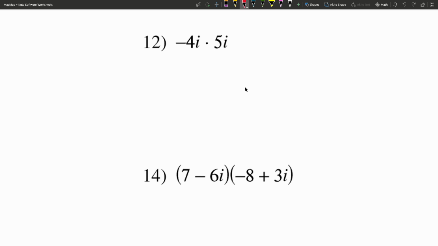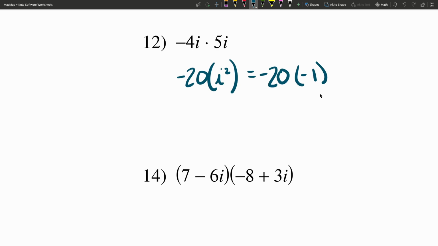For number 12, negative 4i times 5i, negative 4 times 5 is negative 20, and i times i is i squared. And what is i squared? That's a negative 1. So we have negative 20 times negative 1. That results in a positive 20 for number 12.